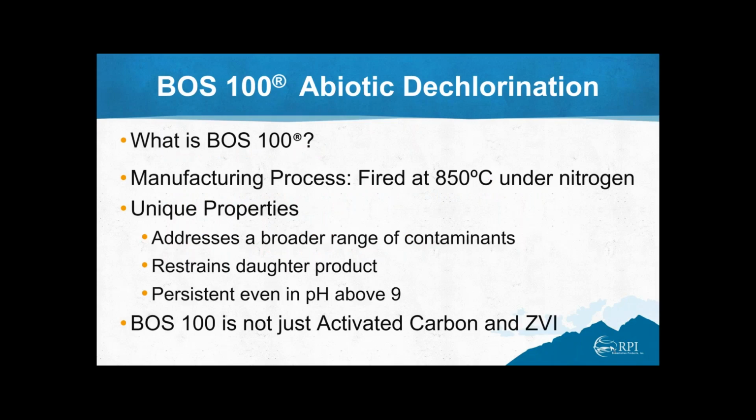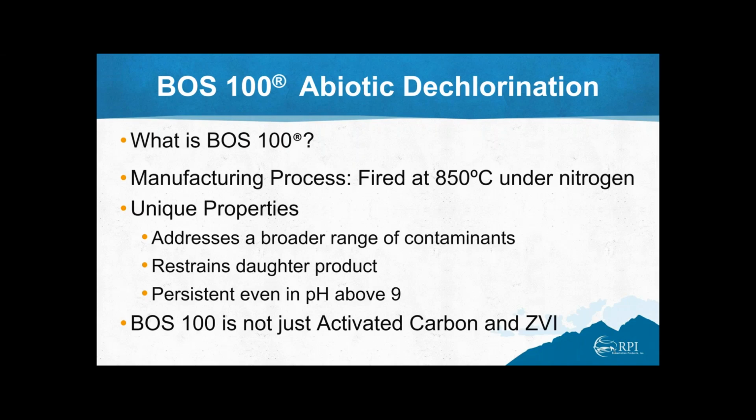So BOSS 100 uses the abiotic pathway, the dechlorination pathway. So in that sense, it's comparable to ZVI. In another sense, it's not anything like ZVI. And it's in the manufacturing process that makes it unique. The iron is fired into the activated carbon under a nitrogen blanket at 850 degrees C. And because of that, you end up with some unique properties. It addresses a broader range of contaminants than does ZVI. It restrains daughter product production.